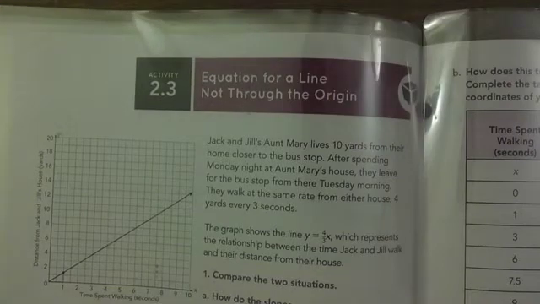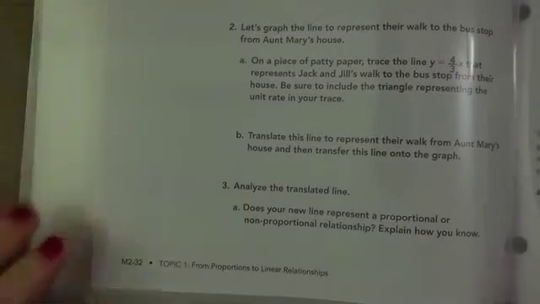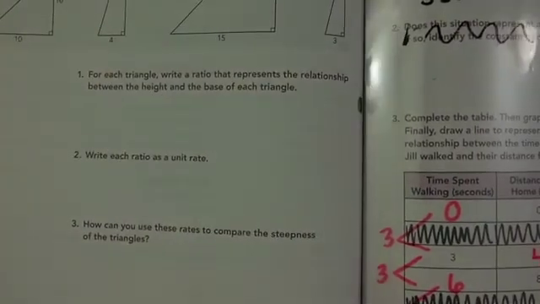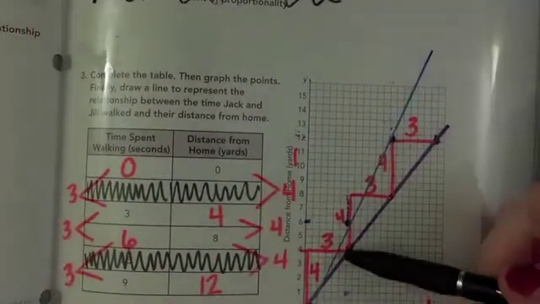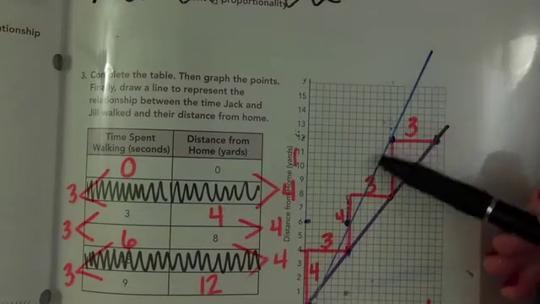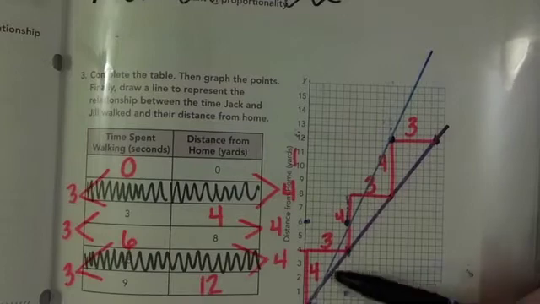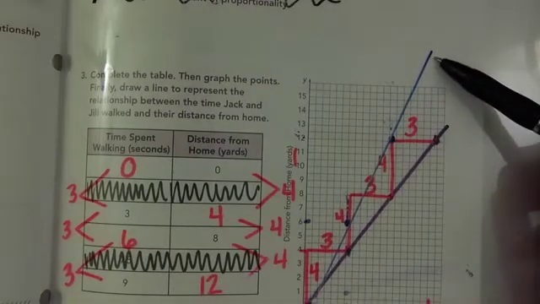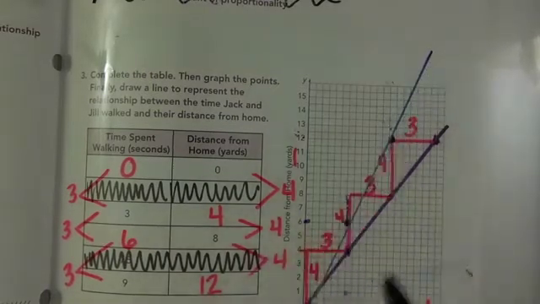Okay, so this is 2.3. This is on page M232. In your last set of notes, we were talking about if Jack and Jill were going faster, what would happen to this line. So we said if they were going faster, it would be going up quicker, and if they were going slower, that's this line that I erased right here, it would have been like this.